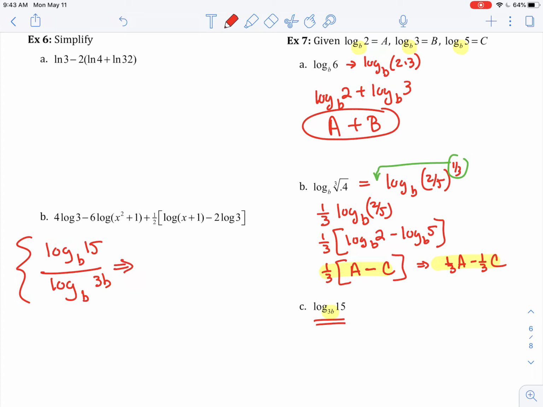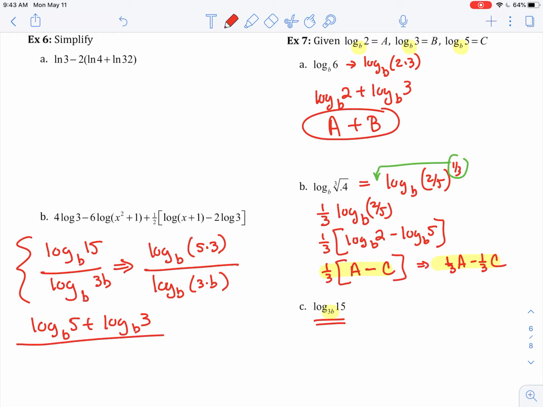So now in our numerator, 15 is 5 times 3, so we can think of that as the log of 5 times 3 base b. And in the denominator, we already know that that is 3 times b. And single log products, you are multiplying when you add your exponents. So the numerator we can think of as the log of 5 plus the log of 3. Both of those were base b. And in the denominator, that would be the log of 3 base b plus the log of b base b.